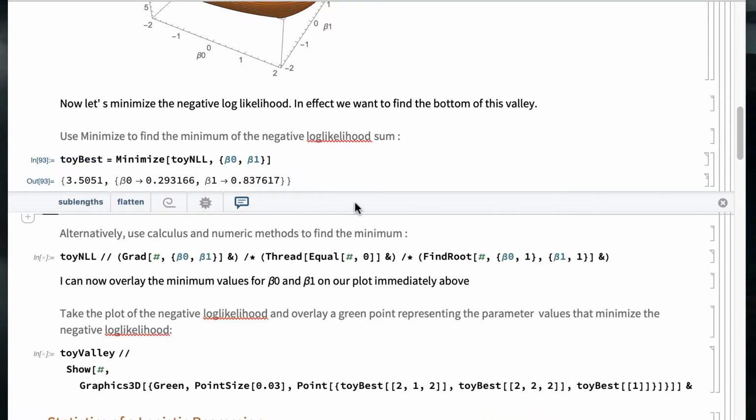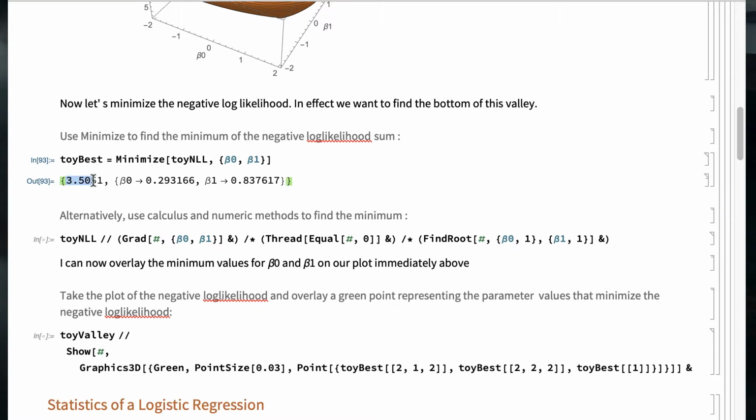All right, so there it is. And it turns out that we want to minimize it when beta 0 is 0.29 and beta 1 is 0.84. And what is that best negative log likelihood? It's 3.5051. Just kind of remember that number for a little bit.